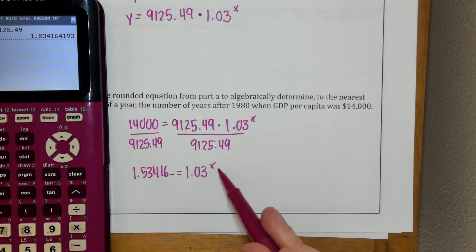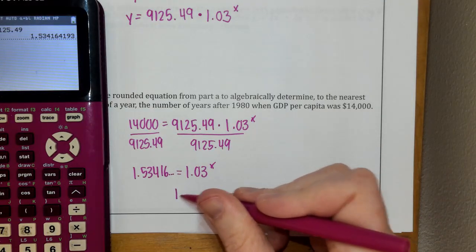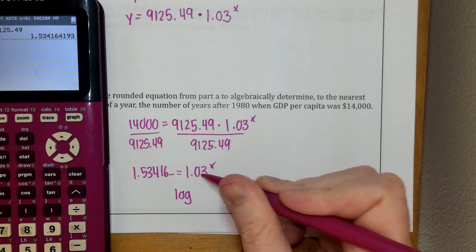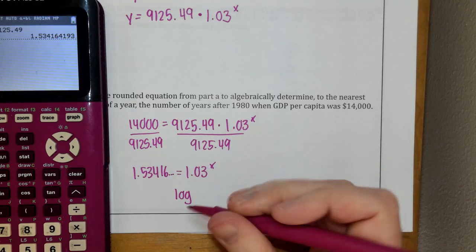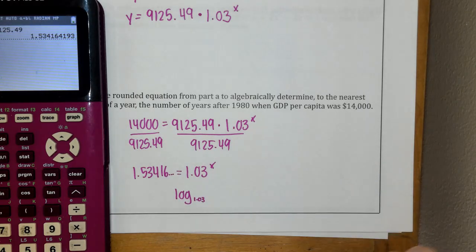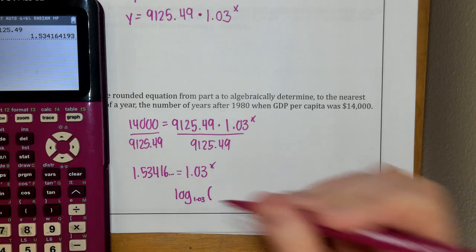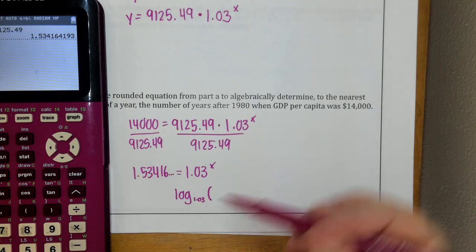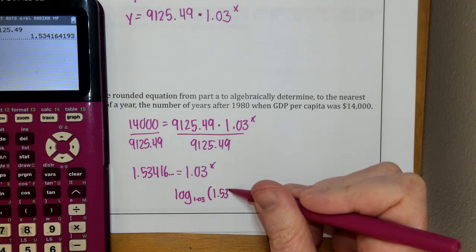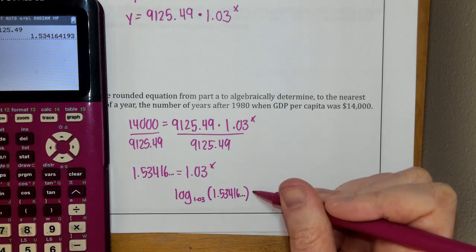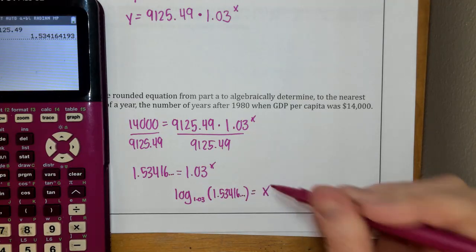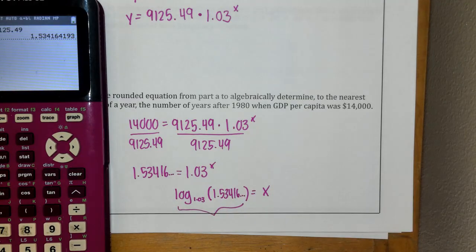So this is where we bring in log. The base of the log is whatever the exponent is attached to. So our little writing down here is 1.03. What we're logging is this giant decimal here. So I'm going to write 1.53416... And it's equal to the exponent. So if we just type that on our calculator, we're going to get the value that we need for the answer. We don't have to do any steps after that.